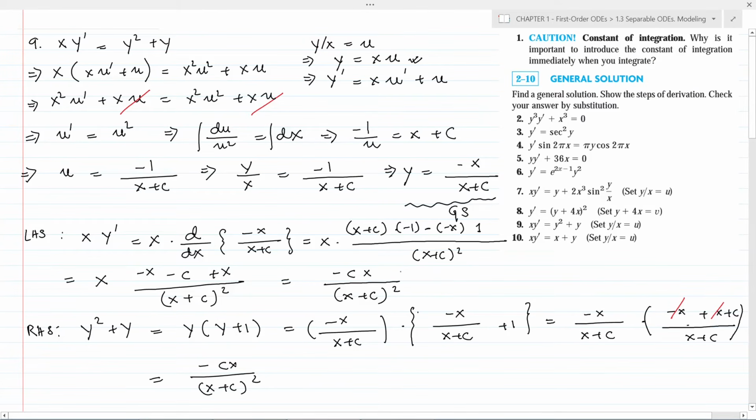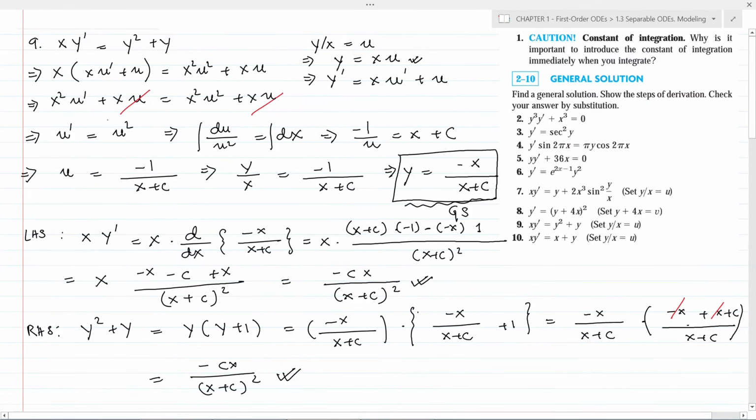We see that the LHS and the RHS are both equal, so the differential equation is satisfied, and we know that y is equal to minus x divided by x plus c is a general solution of the differential equation.